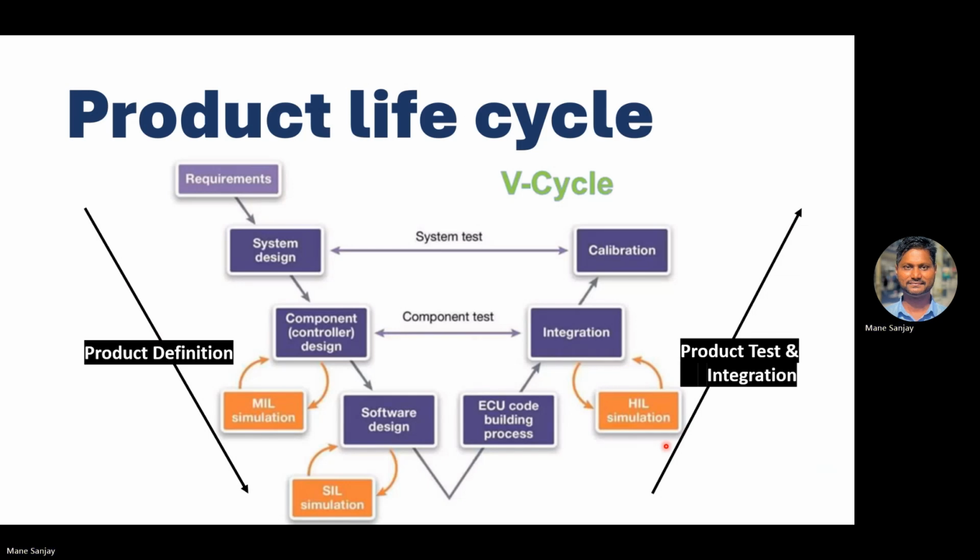of your system. So if you see the V cycle or the V model, which is the graphical representation of the system development life cycle, at product definition MIL and SIL are extensively used, and towards product development, HIL is also used. That's what I wanted to make sure you understand: the impact of SIL simulation, MIL simulation, and HIL simulation.